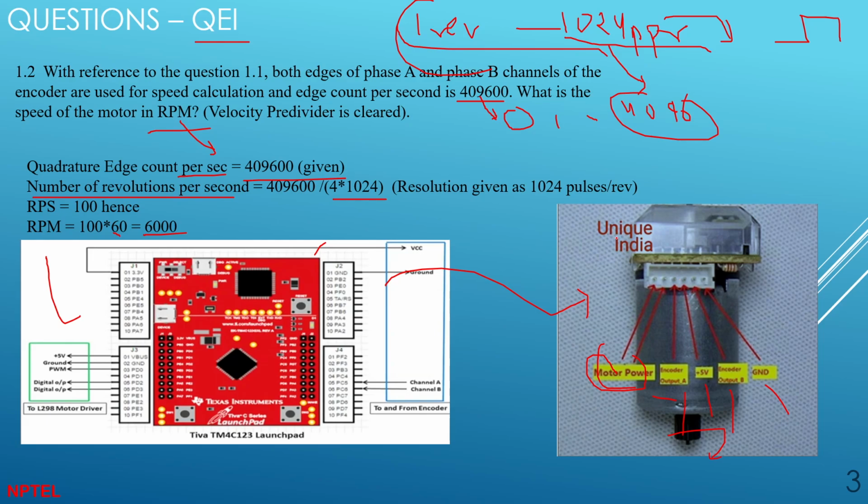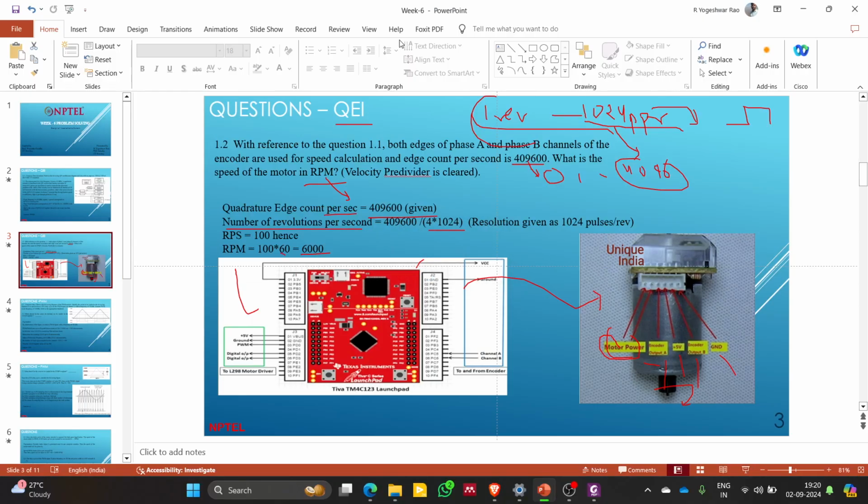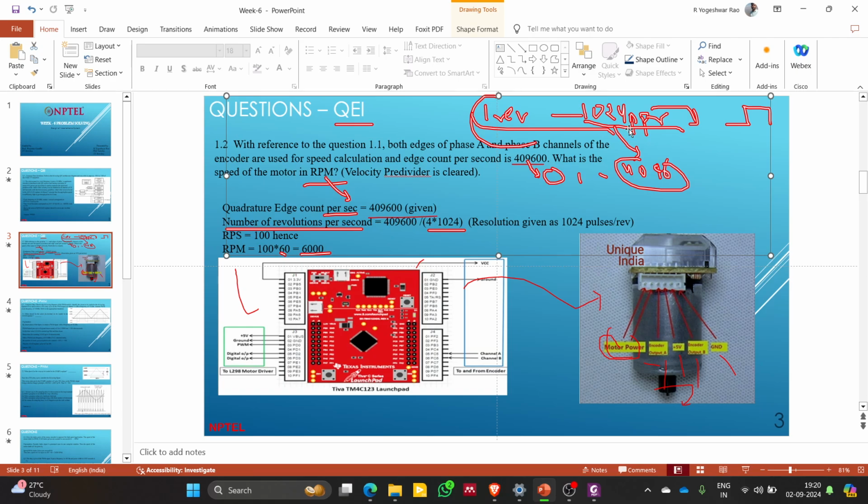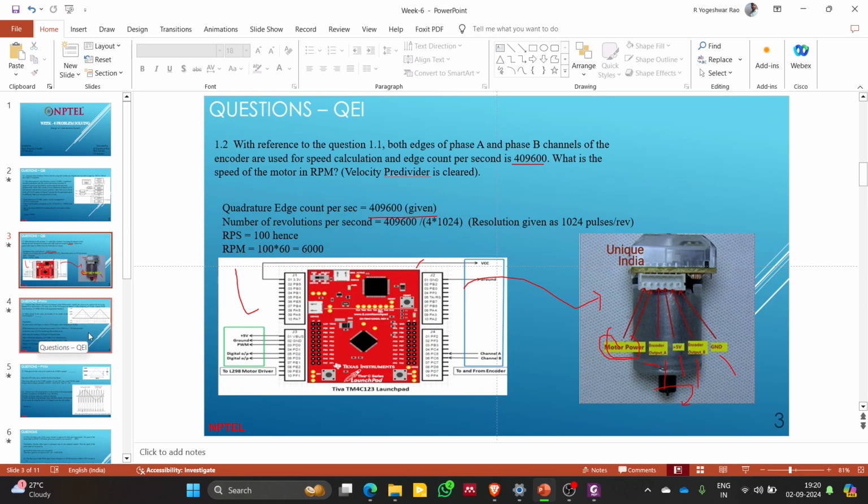When you don't know the RPM of a motor, you can use this encoder to get the magnitude. This is how you calculate the velocity of the encoder.